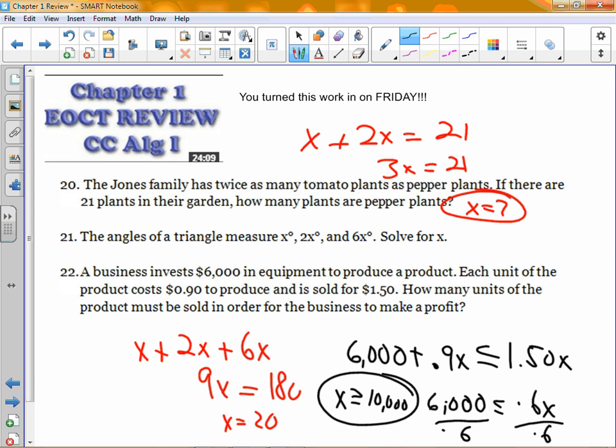Somebody with a calculator, 6,000 divided by 0.6. So, as long as, what would happen at 10,000? What if you sold 10,000 units? Yeah, you break even. But for every one that you sell over this amount, you start making $1.50, $1.50, $1.50. You go up.